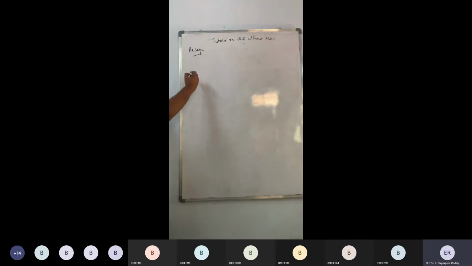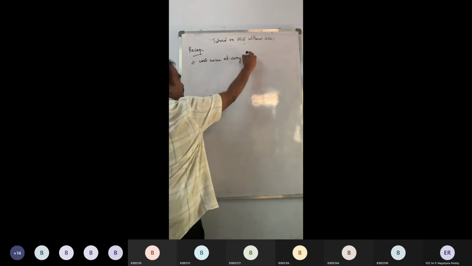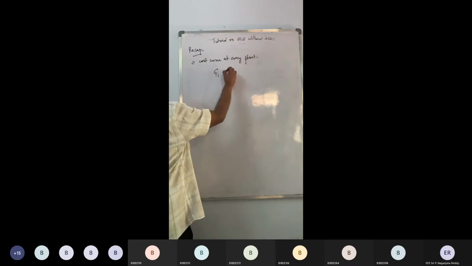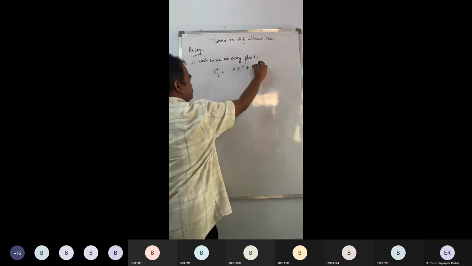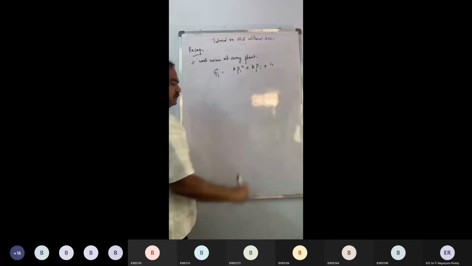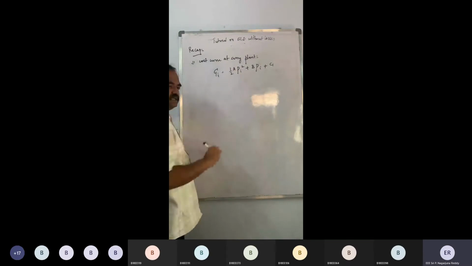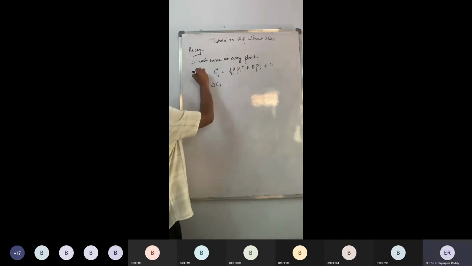So coming to the recap, in the last class we have seen it is basically a quadratic curve. In some textbooks it is represented as half a. This is cost. This is incremental cost.